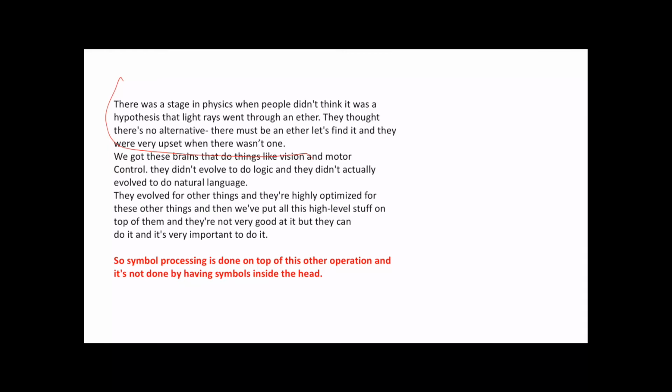We got these brains, and these brains do vision and motor control, not evolved for logic. Logic comes much later. They evolved for other things, and they're highly optimized for these other things, and then we have put all this high-level stuff on top of them, and we are not very good at it, but we do it, and of course it's important. So our brains are very good at seeing and moving, and our brains are not very good at thinking clearly. So symbol processing is done only at the top of all the other operations and is not done by having symbols inside your head.